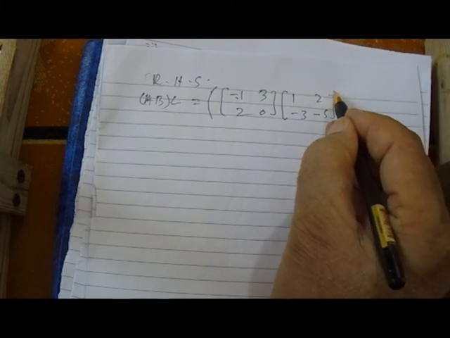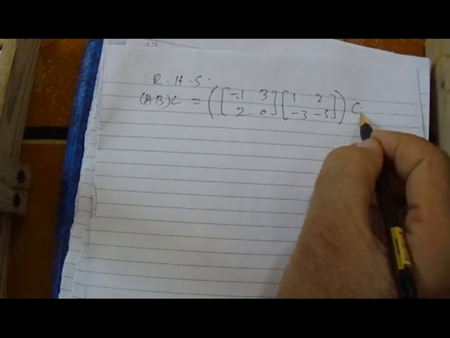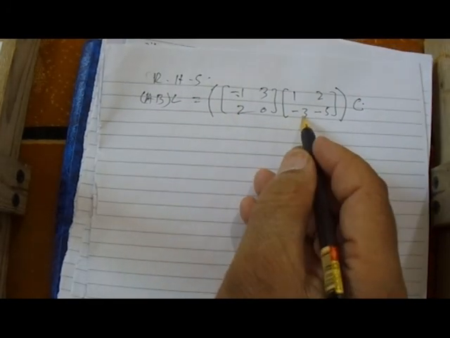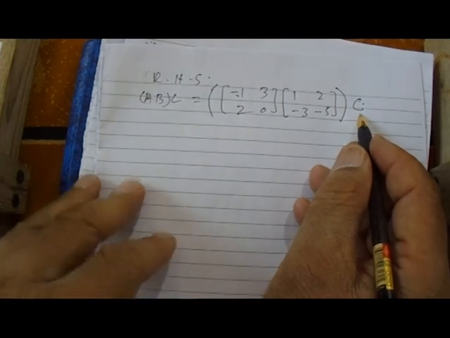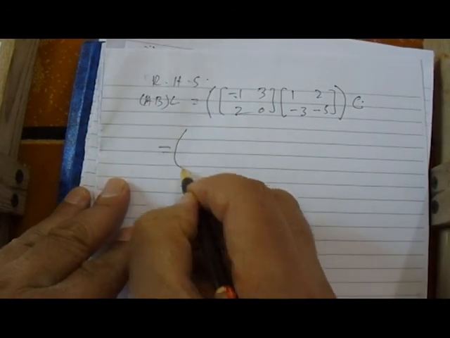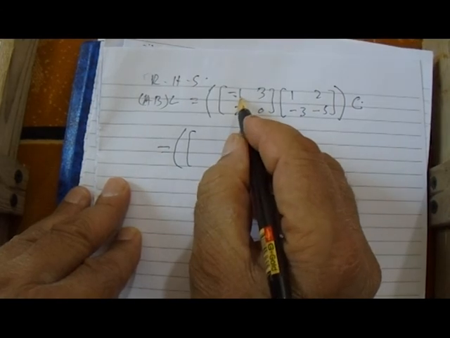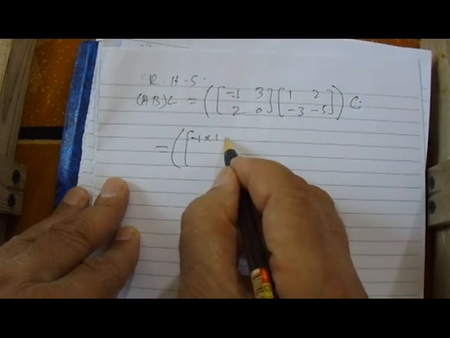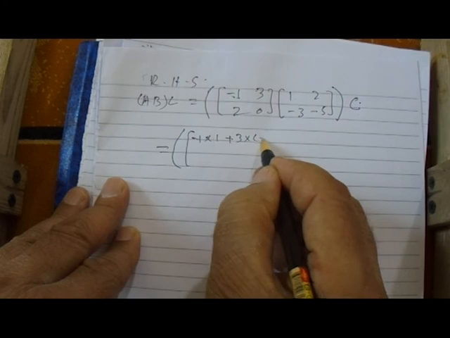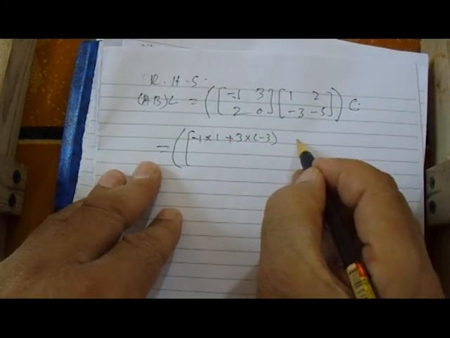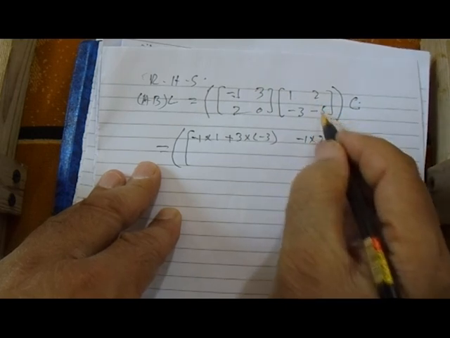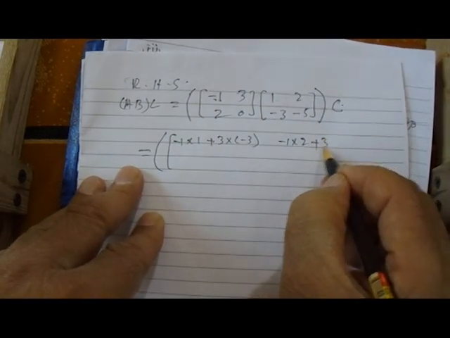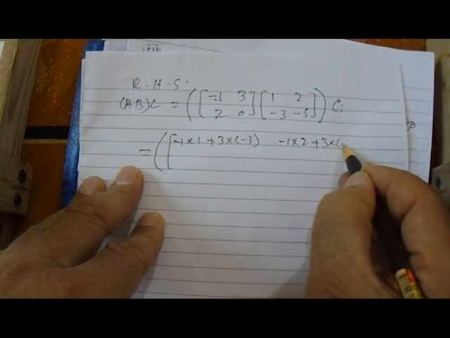Now we put round brackets around this, and after this we write C. Now first we multiply these two matrices, then we multiply by C. Inside the round bracket, -1 multiplied by 1, this -1, and +3 multiplied by -3, this -3, again -1 multiplied by 2, this 2, and +3 multiplied by -5 here.